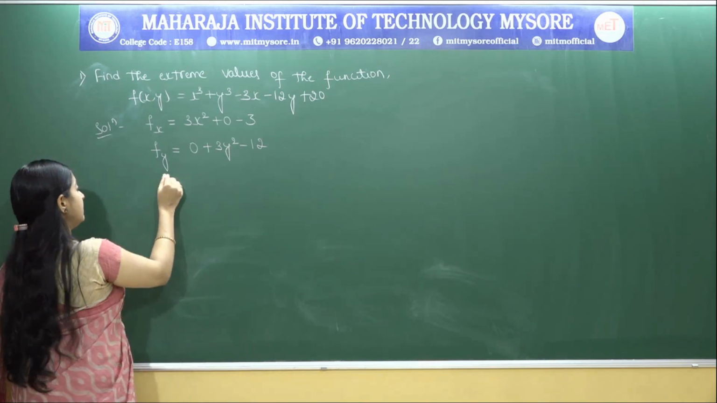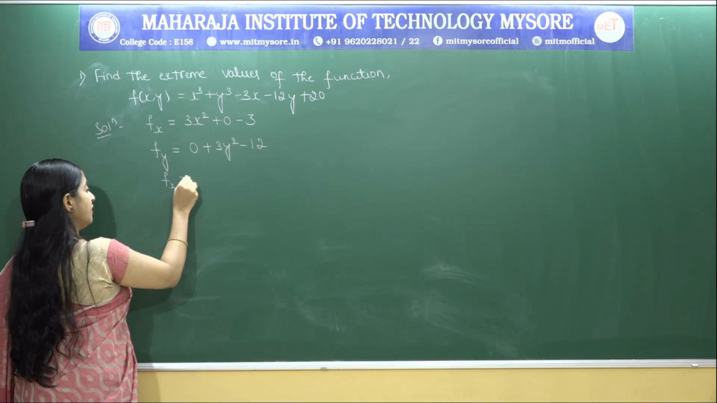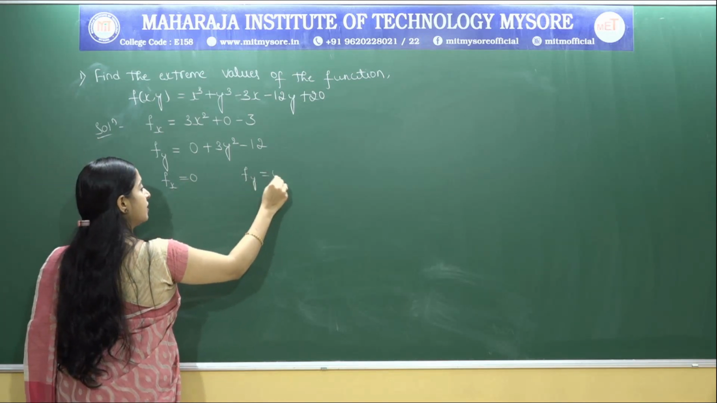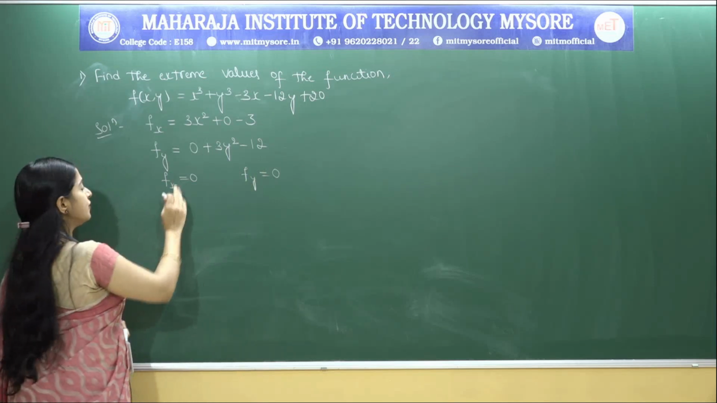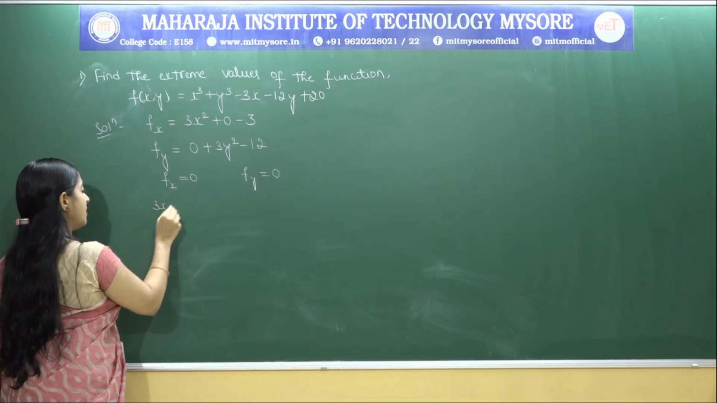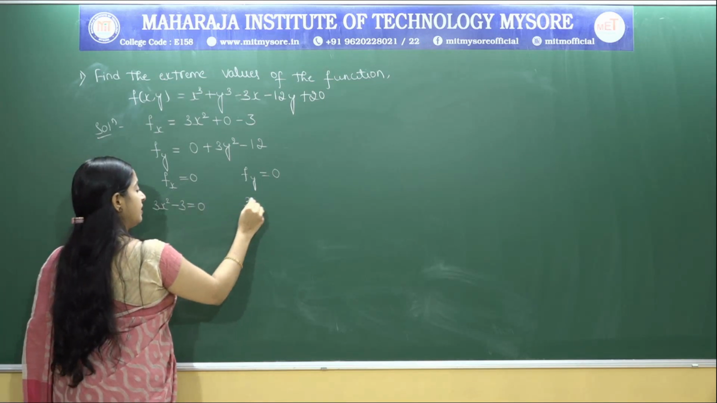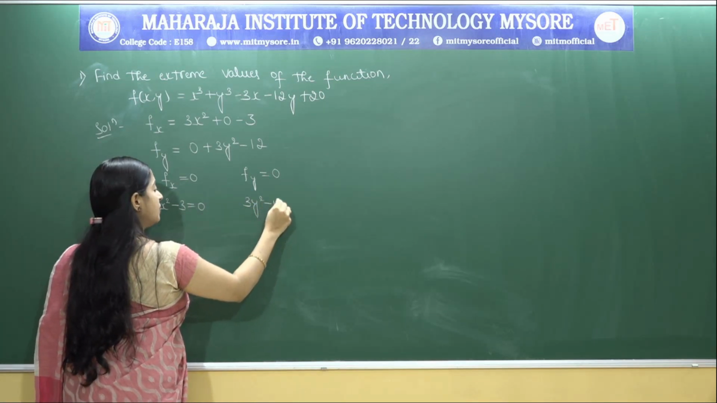Then equate this fx and fy to 0. So fx equal to 0 and fy equal to 0. So the first term, it is 3x square minus 3 equals 0. The second part, 3y square minus 12 equals 0.